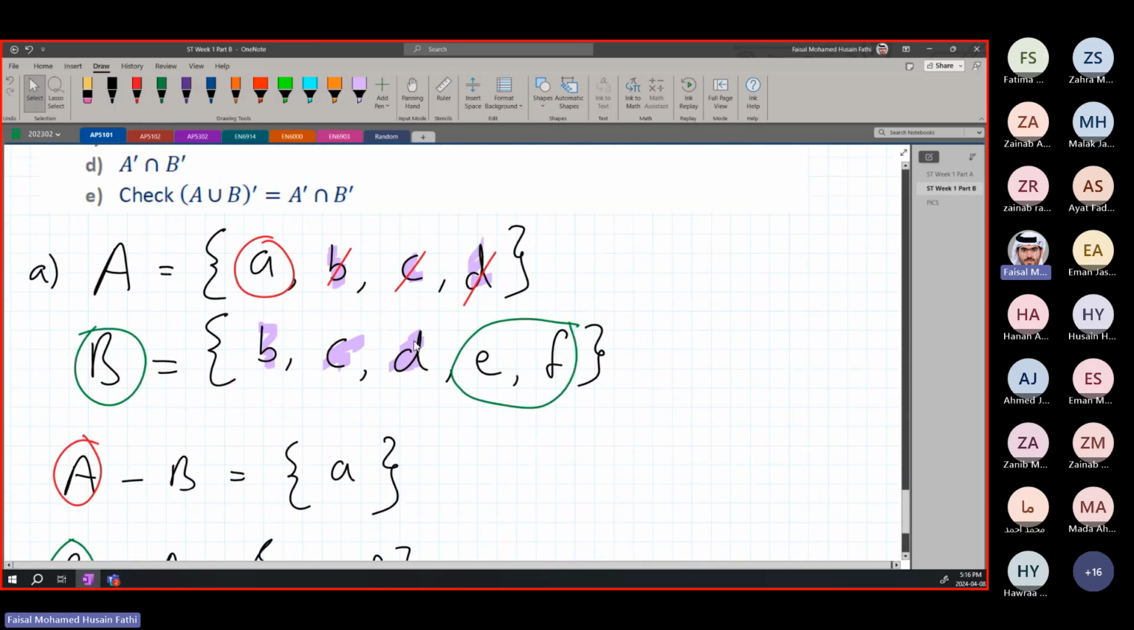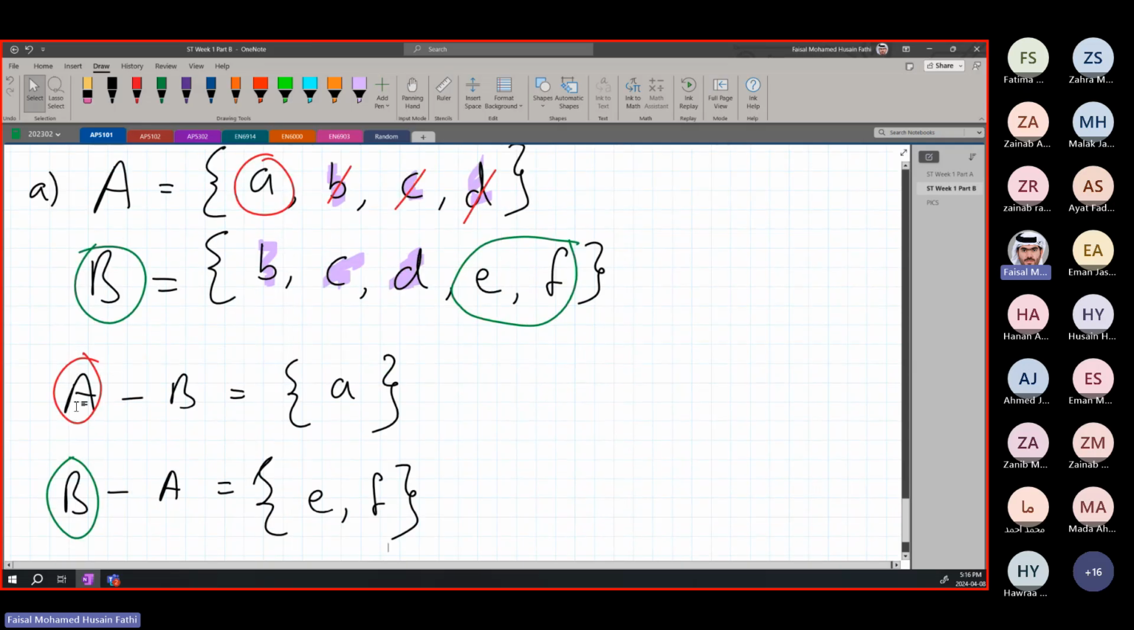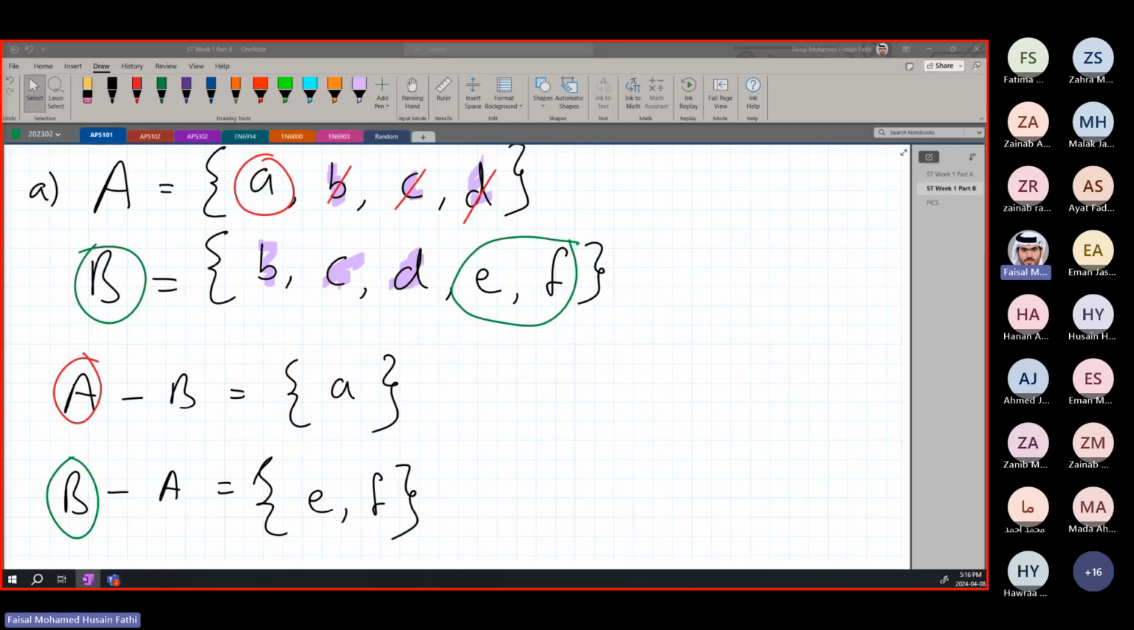You just look at the common things, the intersection you could say between them, and you will remove it. And depending on which one is first, yani if A is first, you're going to put whatever is remaining from A as the answer. If B is first, you're going to put whatever is remaining from B as the answer. And that's pretty much it.